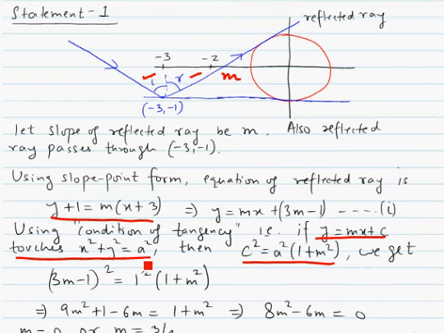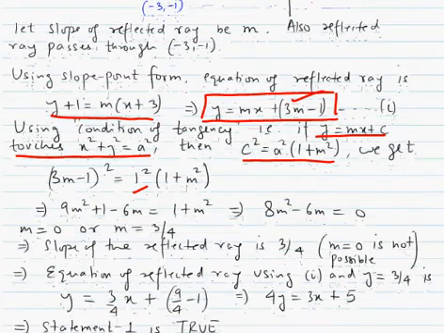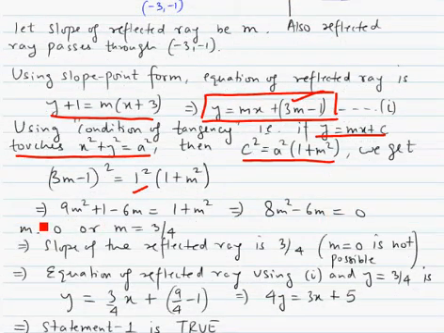In the equation of the reflected ray, c is this, so we replace the value of c here, equal to radius square. The radius is 1, so 1 square equals 1 plus m square. We get a quadratic in m. On solving this quadratic, we get two values of m: m equal to 0 and m equal to 3 by 4.